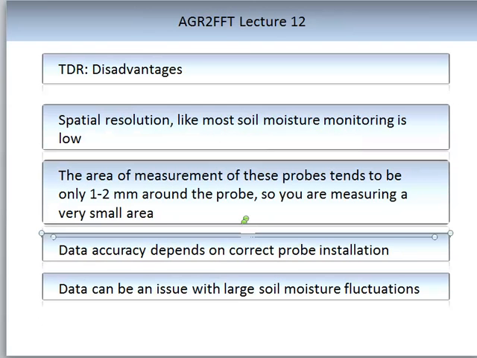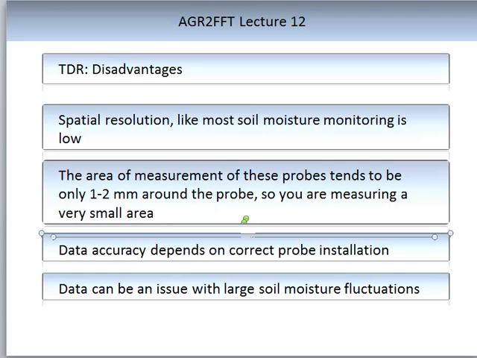There are some disadvantages of using TDR to measure soil moisture. Like many of these small probes, the spatial resolution is dependent on the number of probes you install into your paddock or across your farm. Therefore, spatial resolution for this kind of technology tends to be low. The area of measurement of these probes tends to be only 1 to 2 millimeters immediately around the probe. Therefore, you are measuring a very small area of soil.